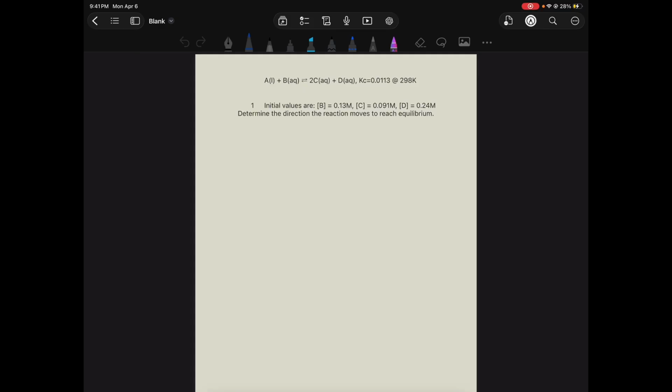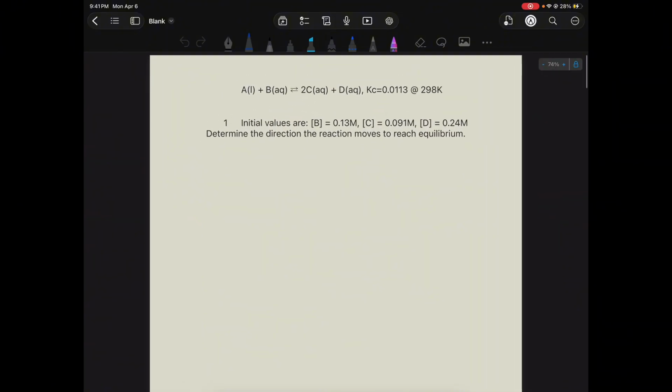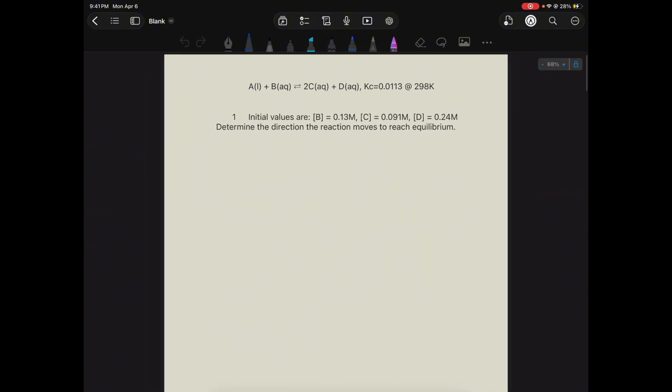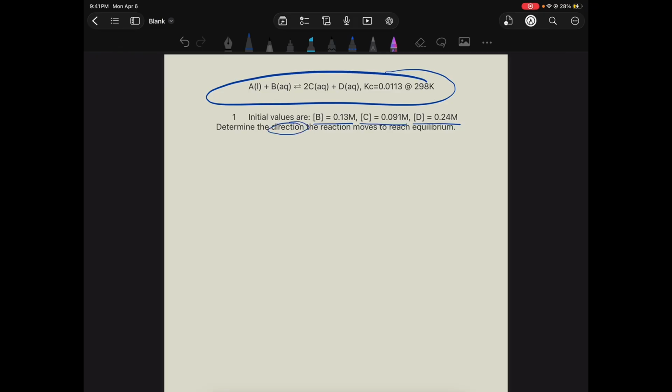Okay, so let's begin with this first problem here. We're given a reaction, and then we're given that the initial values are as follows. B is 0.13, C is 0.091, and D is 0.24. What we're being asked is to determine the direction. So is it left, is it right, or does nothing happen, so no change?